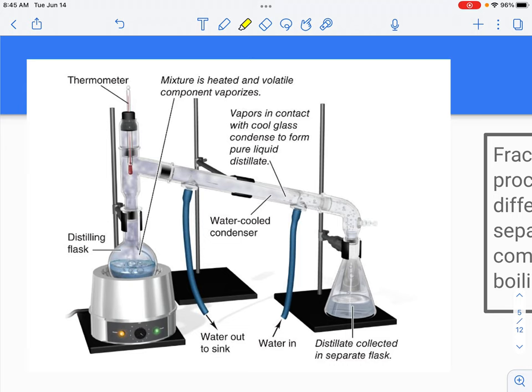So basically what happens is that you're going to heat your mixture. And this only works if there's a boiling point difference. We're looking for a difference in boiling point between the different things in your mixture. So you'll heat your mixture till it gets to the boiling point of one of the things in there and not the other. So you have to heat it to a certain temperature. And as the first thing that will evaporate starts to evaporate, in this case, it looks like it's water, it's going to rise up here.